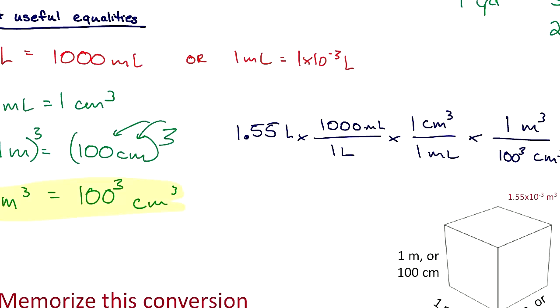So in my calculator, this is exactly what I'm going to write: 1.55 times 1,000 times 1 divided by 100 cubed. I'm not going to write the divided by 1. And that's what my answer will be. Again, what I did was remove those ones and recognize that any number on the top of the fraction, you multiply, and any number on the bottom, you divide. So there we go.